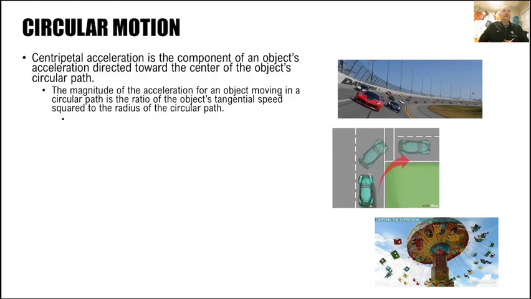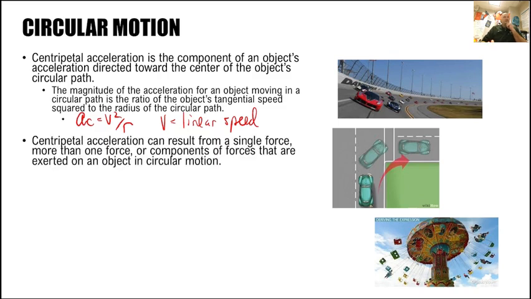So remember, centripetal acceleration is an acceleration directed inward, towards the center of the path. The magnitude of the acceleration is given by the equation a sub c equals v squared over r. V is the linear speed, and that's tangent to the circle that is created. Centripetal acceleration can result from a single force, more than one force, or components of the force. In fact, this probably should say centripetal force, not acceleration.